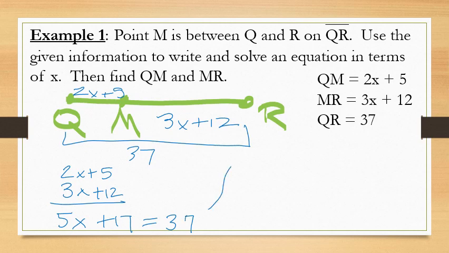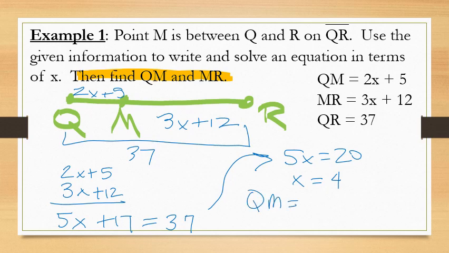And now I can take this and solve for x. So if I move my 17 to the right hand side and subtract 17, I get 5x equals 20. And divide by 5, so x equals 4. Make sure you read the problem because these will trick you. Right here, this problem says, hey, find QM and MR. So technically, we are not done with this problem.